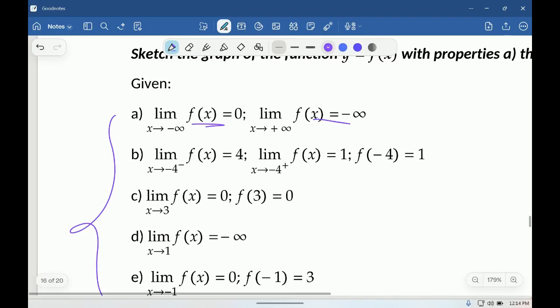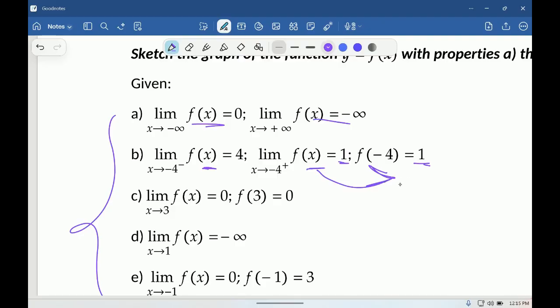The next property tells us that as the limit approaches negative 4 from the left, it's going to be at y equals 4. This one tells us that as x goes to negative 4 from the right, it's going to reach y equals 1, and this one specifically states that f of negative 4 equals 1. Because these two have the same answer, when we point this point out, we're going to draw it with a closed circle, but this one, since it's not specifically pointed out, we're going to draw it with an open circle.